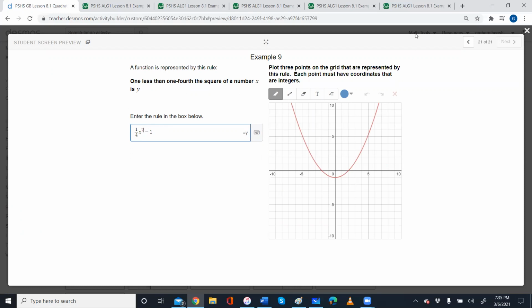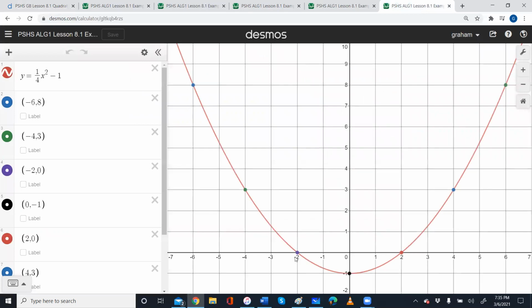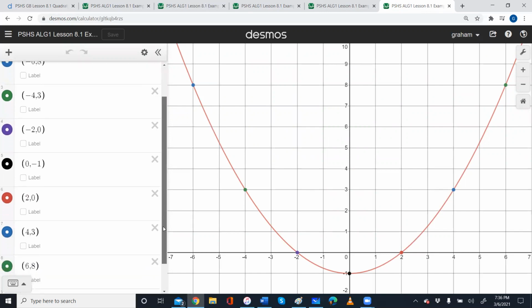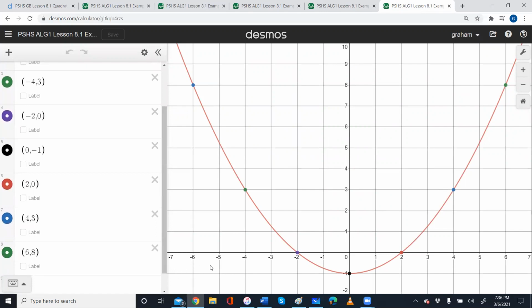And it'll draw a picture for us. And it says, plot 3 points on the grid that are represented by this rule. Each point must have coordinates that are integers. Now, that one seems a pretty obvious one. The x-intercepts, and it looks like the y-intercept goes through a whole number as well. Now, I'm actually going to go to the actual picture itself. If we do this on Desmos, we can see this much clearer where it actually goes through points. Like I can't pick this one here because it doesn't go through the corner of a square. And along the side here, I actually put up some of the different answers that you could have had. And you could have had some bigger ones as well. I think the axes actually go from -10 to 10 on yours as well.